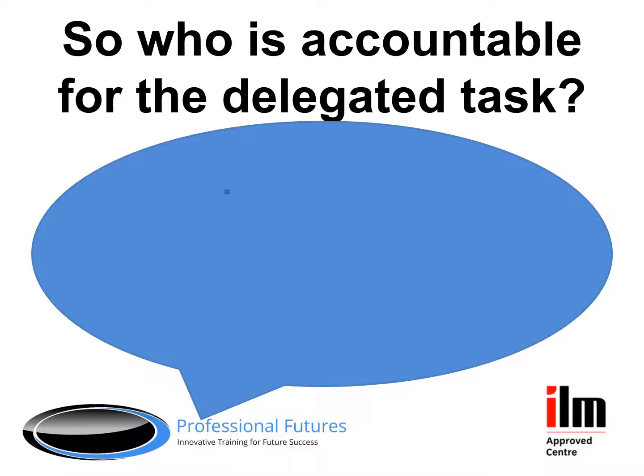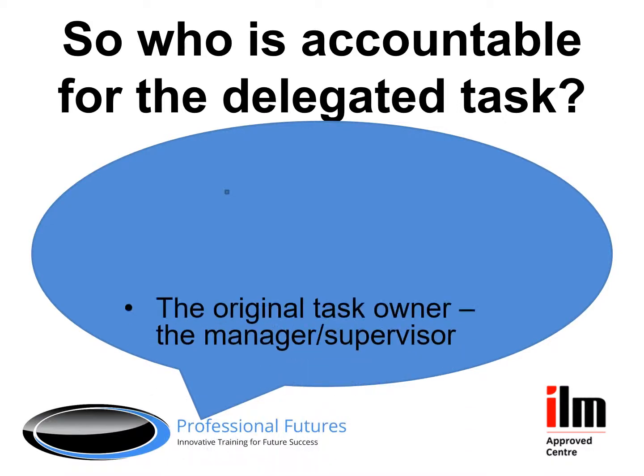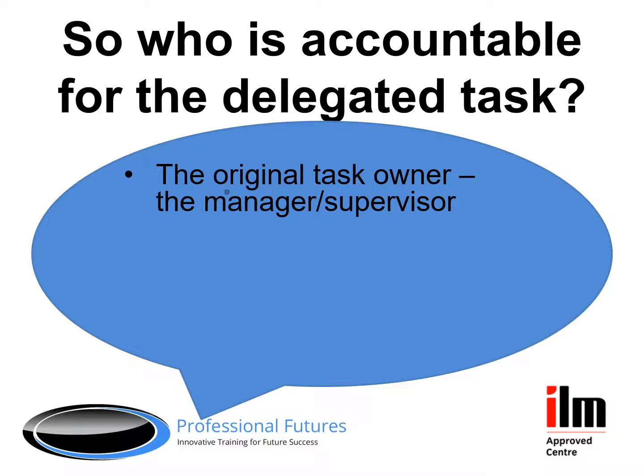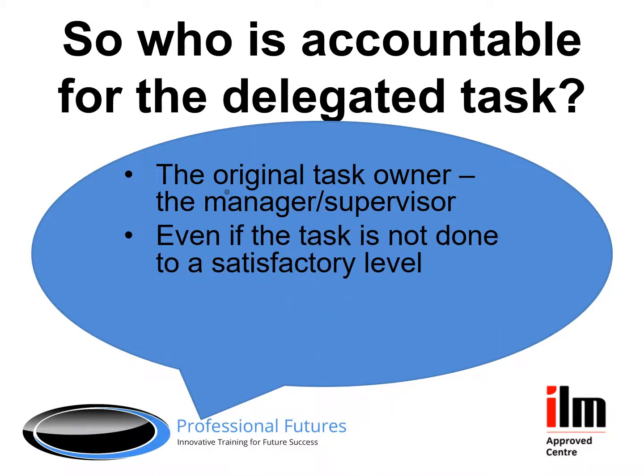So in the earlier slide we talked about two key elements that are involved with delegation, which are authority and responsibility. But one of the other key terms when we consider delegation is accountability. So who is accountable for the delegated task? Okay, well, whoever owned the task in the first place is accountable for that particular task. So that might be yourself, might be the manager, the supervisor, whoever is issuing that task out for somebody else to complete. So even if that task is not done to a satisfactory level, the accountability for that task still remains with you.